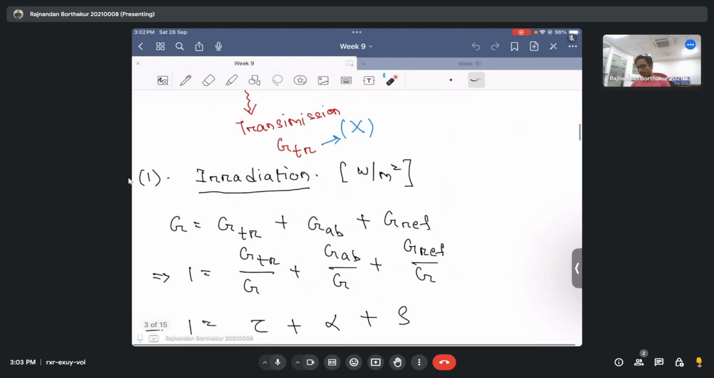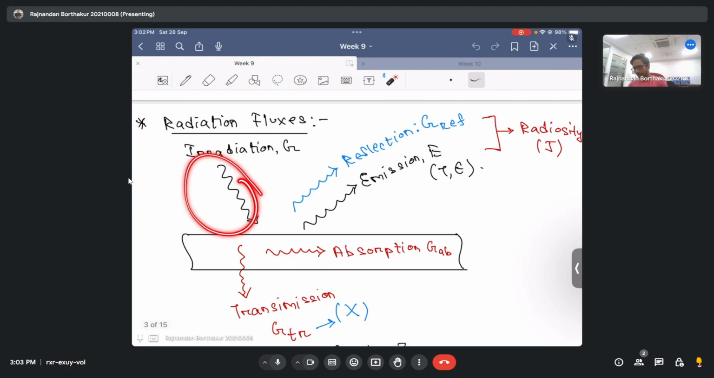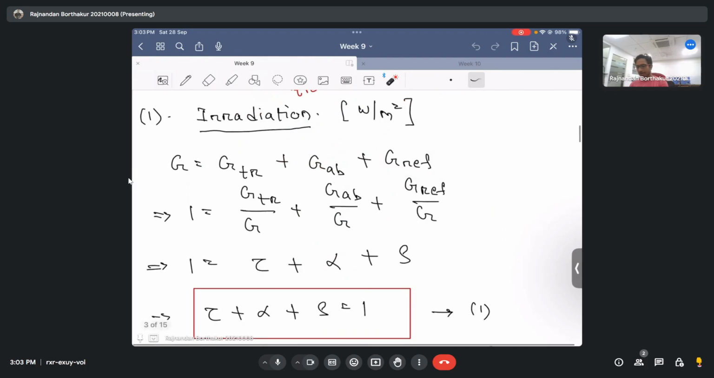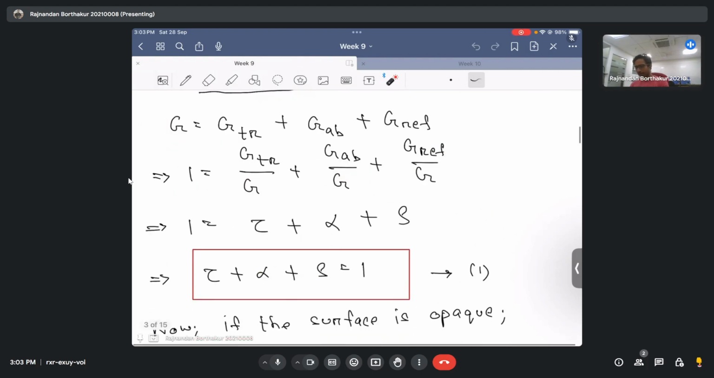The first, if you remember, was irradiation, which is nothing but the energy that is falling on a surface. We argued that this energy can transmit across the medium, it can be absorbed by the medium, and some part of it can be reflected from the medium. By doing an energy balance on a control surface, we said that the irradiation is equal to the transmitted irradiation plus the absorbed irradiation plus the reflected irradiation. Dividing throughout by the total irradiation, we say that the transmissivity plus the absorptivity plus the reflectivity is equal to 1.